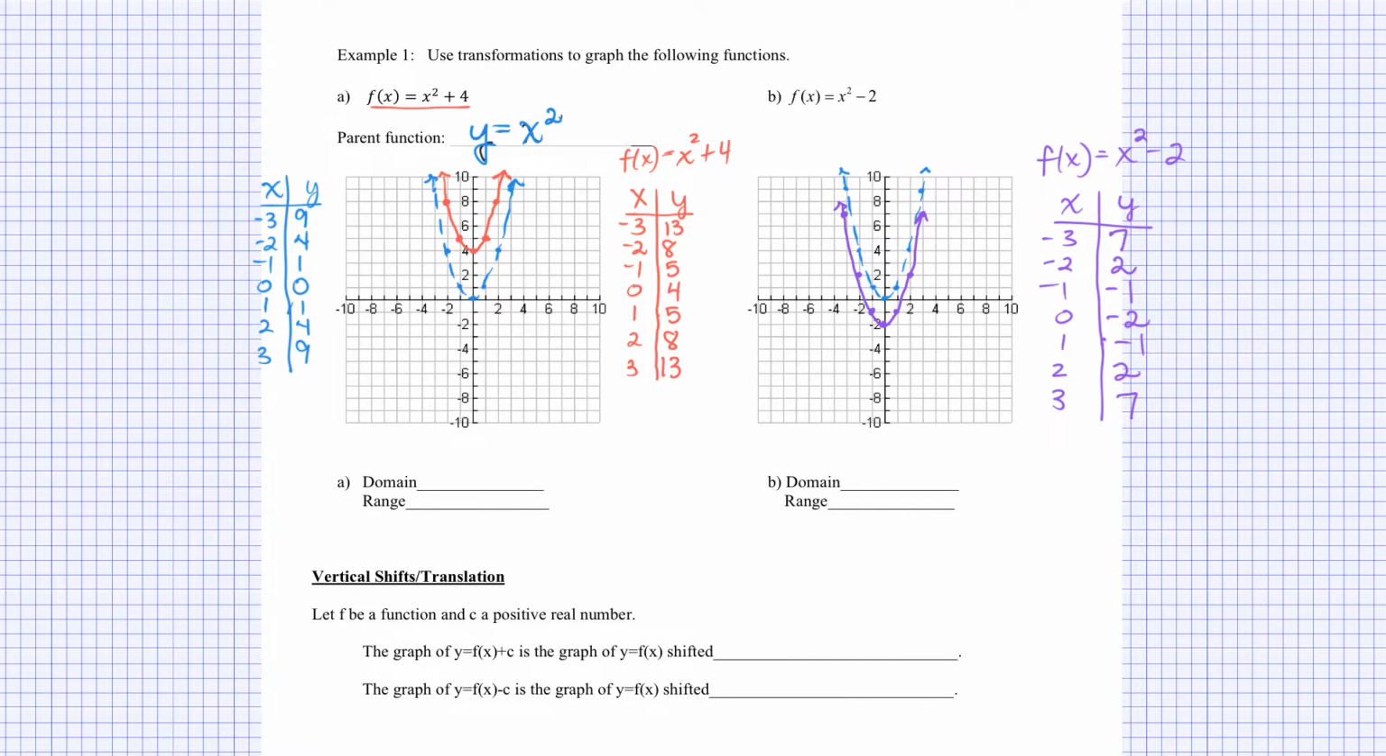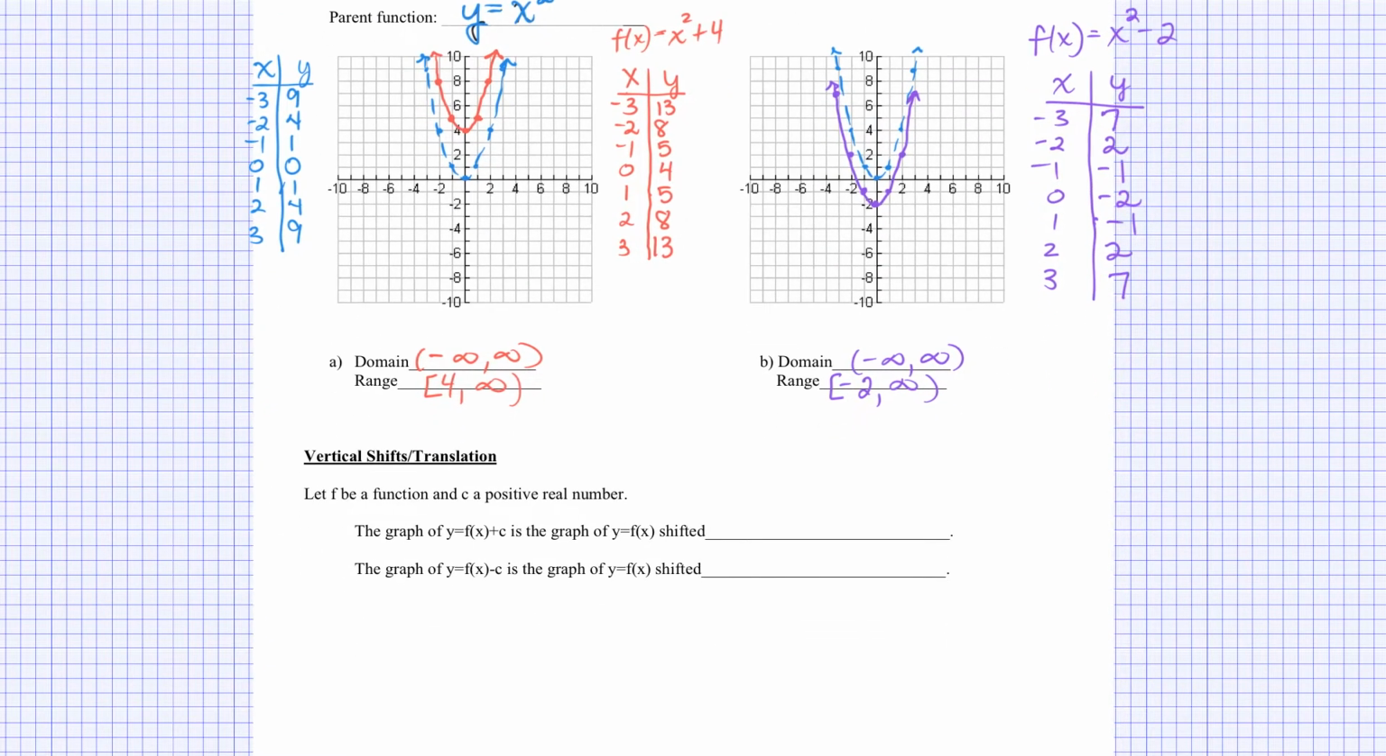The domain for the transformed function over here on the left, x squared plus 4, is still -infinity to +infinity, but the range is going to be from 4 to positive infinity because everything was shifted up 4 units, right? Over here, my domain remains unchanged, but my range is shifted down to -2 to positive infinity, right?